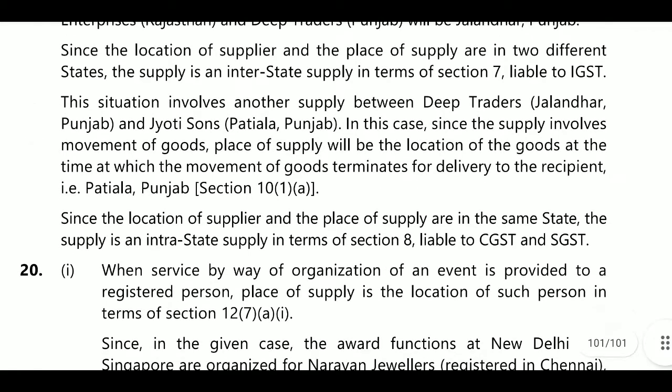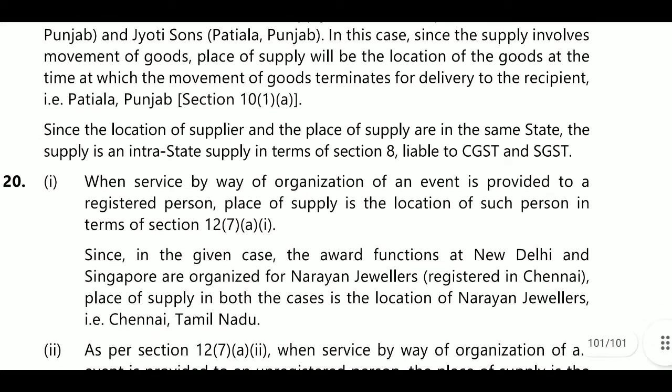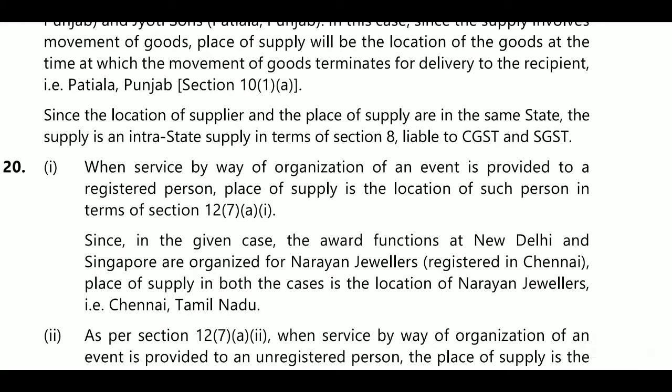Next, this situation involves another supply between Deep Traders, who is in Jalandhar, Punjab, and Jyoti Sons, who is in Patiala, Punjab. In this case, since the supply involves movement of goods, the place of supply will be the location of the goods at the time at which the movement of goods terminates for delivery to the recipient, that is Patiala, Punjab. Since the location of the supplier and the place of supply are in the same state, the supply is an intrastate supply in terms of Section 8, liable to CGST and SGST.